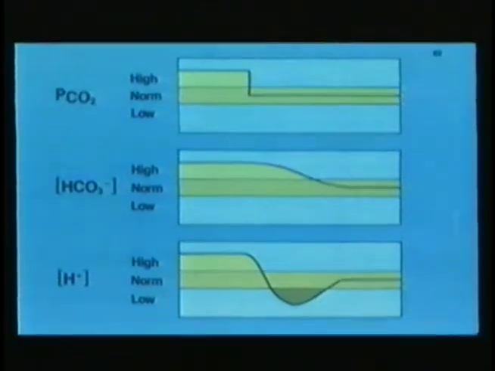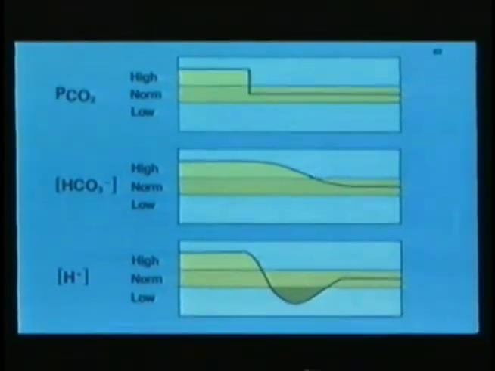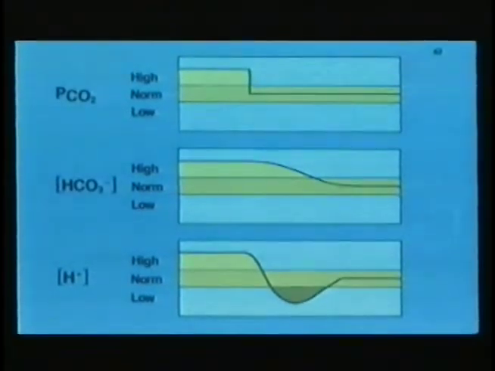62. Similarly, rapid correction of a chronic respiratory acidosis may result in a transient metabolic alkalosis.